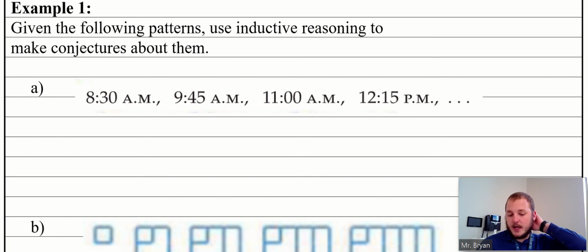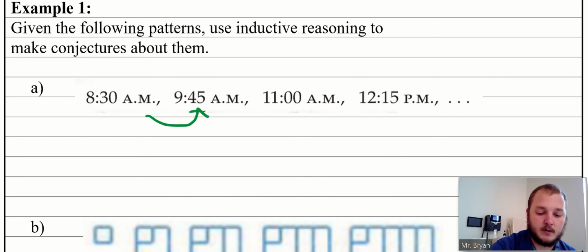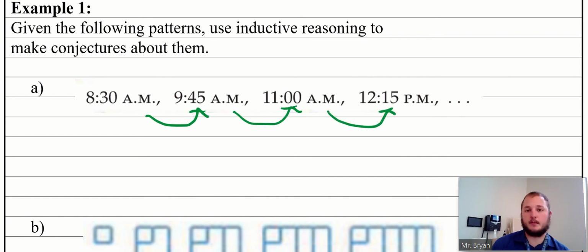So if I'm looking at 8:30, 9:45, 11 a.m., 12:15, we could ask, what's the pattern? What's happening from each one? Okay, from one to the next. And hopefully we can see this. We're going to make a conjecture about it. Our conjecture is going to be this.